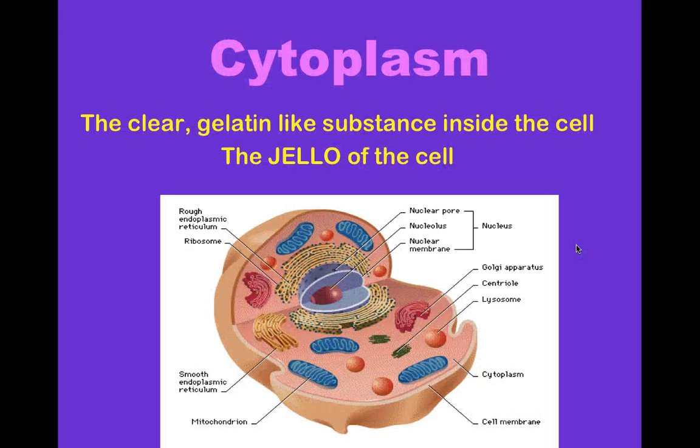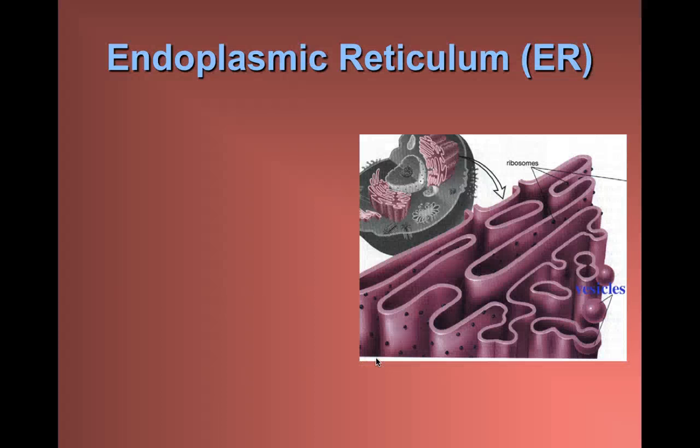So then we have our cytoplasm. Cytoplasm is the clear gelatin-like substance inside of the cell. I like to refer to it as the jello of the cell. All this looking like empty space in this cell is not actually empty. This is the jello of the cell. This is the cytoplasm. It holds everything in its place. It's kind of like when you have fruit inside of a jello mold. That jello is going to hold it where it needs to be instead of it all falling to the bottom.